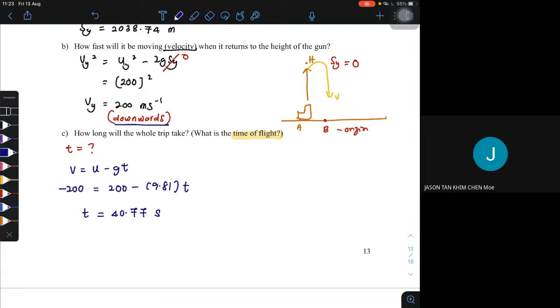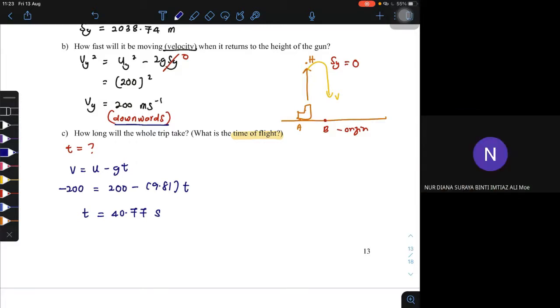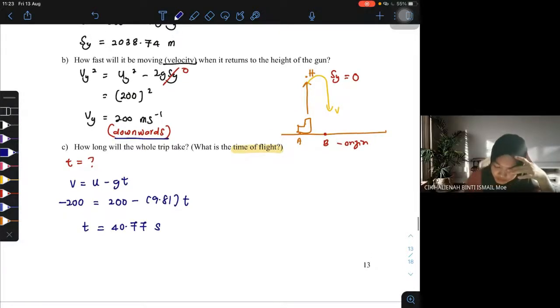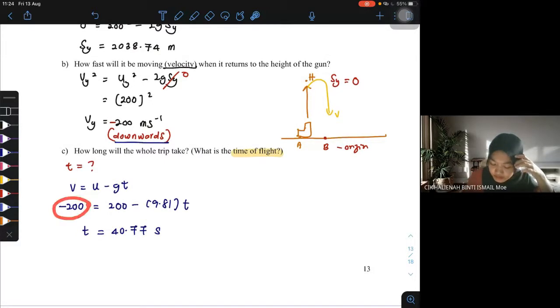Dapat, Miss. Dapat kan? Any questions so far? Miss, yang dalam soalan B tu mau kasih negatif ke? Ya, sebab dia downwards kan? So always kalau kita letak direction, so maksudnya dia adalah negatif. So letaklah negatif. So bila dalam substitution, kamu kena include this negative. Okay, boleh? Boleh, Miss. Okay, boleh. The next one, right?